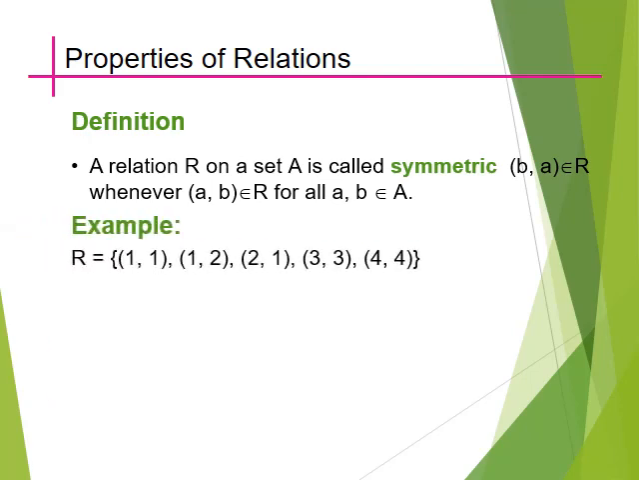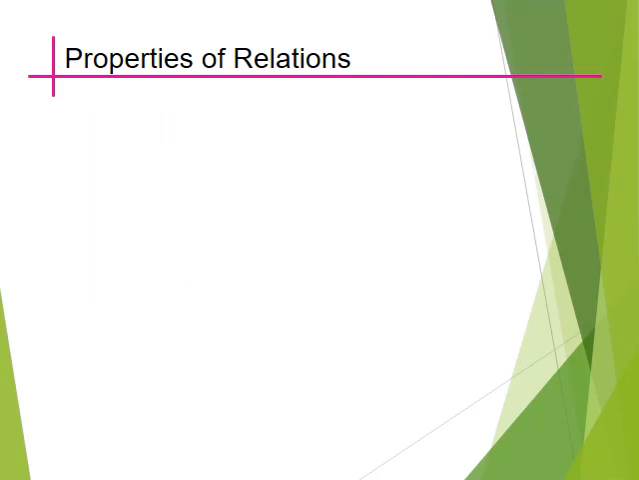Here in example we have a relation R: (1,1), (1,2), (2,1), (3,3) and (4,4). So here we can see that if we have some element (1,2), that is (A,B), then there is also an element (B,A) present over here in the relation. Therefore, this is a symmetric relation.